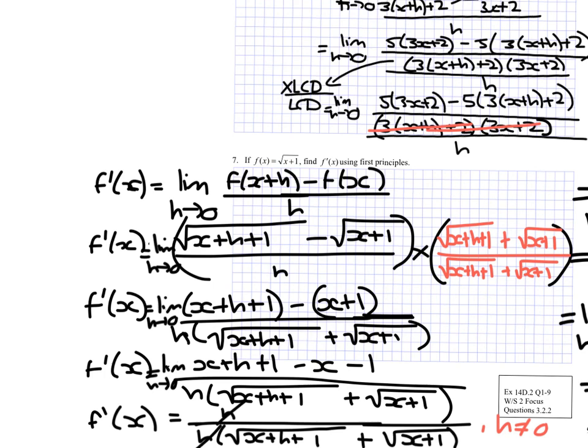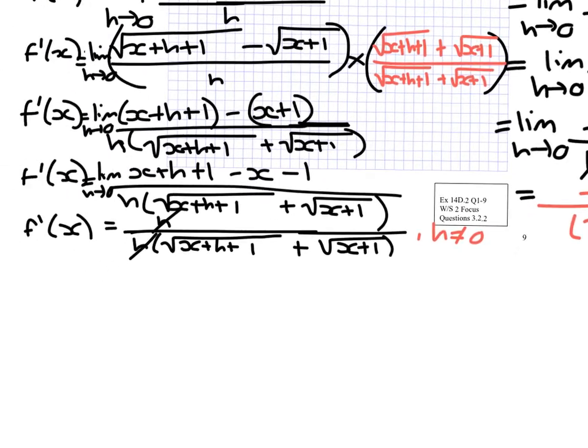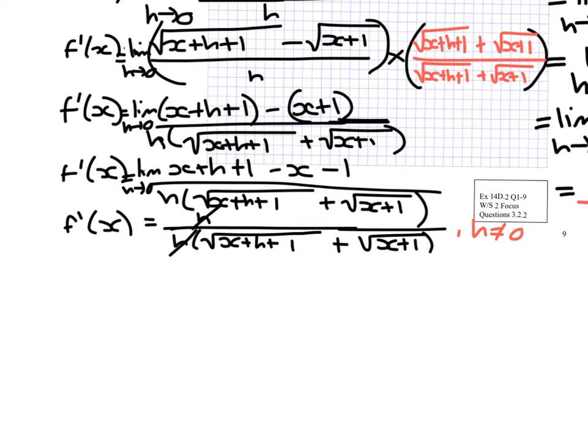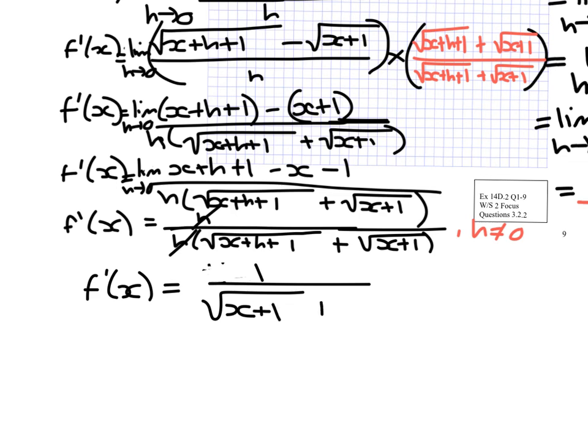So what we need to do then is just replace that h by 0, and when we simplify that, f'(x) is going to equal the limit still as h approaches 0. So now we don't put the limit in anymore because we've actually found out what it's equal to. So it's just going to equal 1 over the square root of x plus 1 plus the square root of x plus 1, which is of course the same as 1 over 2 root (x plus 1).